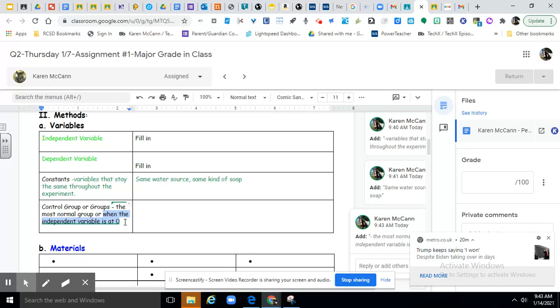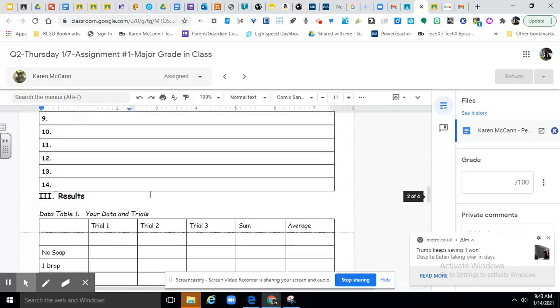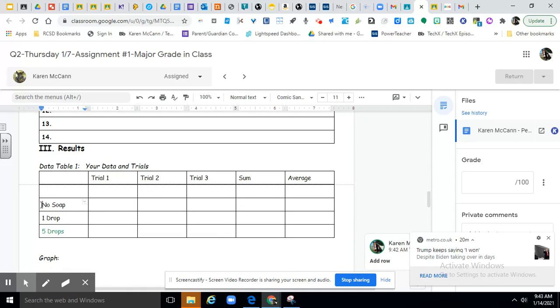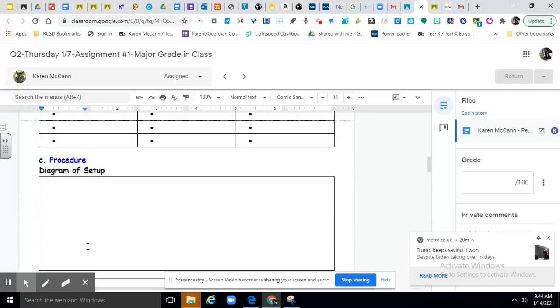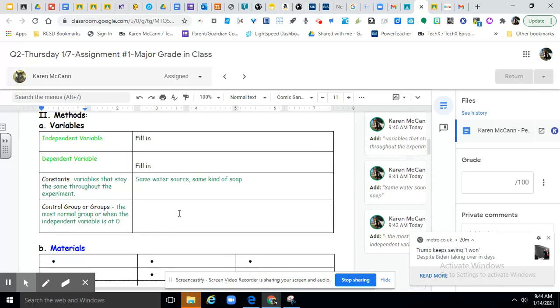In this experiment, the second part of this definition, when the independent variable is at 0, is what applies. So look at your independent variable. Think about what your independent variable is, which obviously I don't have here. And then look between these three groups. One of these three groups is your control group, where the independent variable is at 0. You will put which group that is here for the control group.